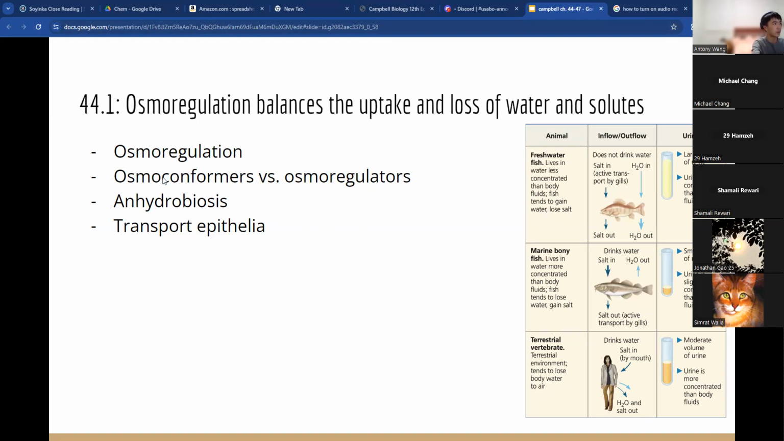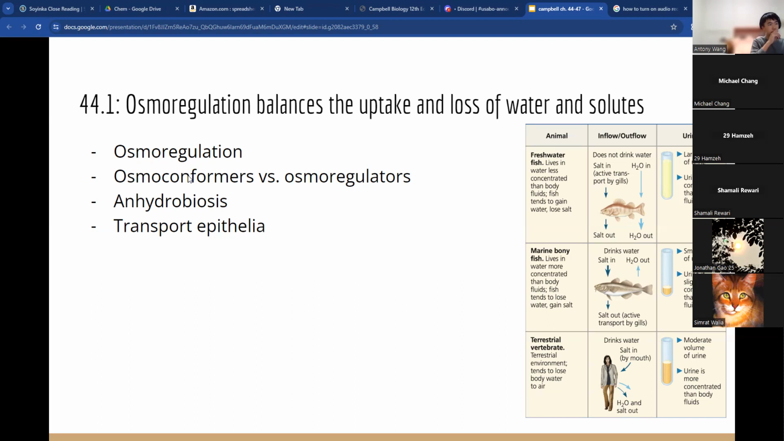Animals fall into two categories, osmoconformers and osmoregulators. An osmoconformer maintains the same osmotic balance as their environment. So if the environment has a certain chlorine concentration, the animal's interstitial fluid, not necessarily their cells, will have a similar concentration to their surroundings. They're osmoconformers. They take on the concentration of their environment. They don't really change their own.